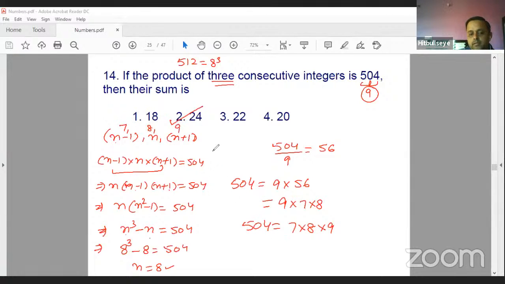So either you can find the numbers by using the cube, or you can do a little bit of hit and trial to get the numbers. 504, 5 plus 0 plus 4 clearly tells me that this number is divisible by 9, since the sum of digits is coming out to be 9. So I divided that number by 9. The quotient came out to be 56. So 504 is nothing but 9 into 56. This 56 further can be written as 7 into 8, so that we get 3 consecutive numbers.